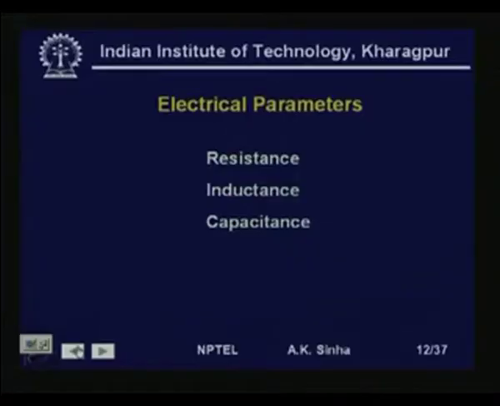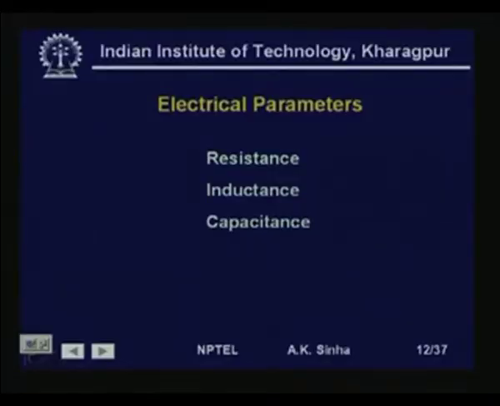Next, we will talk about the electrical parameters. Now, we are using overhead conductors, and these conductors have a certain amount of resistance to the current flowing through them. So, depending on this resistance, there is going to be power loss in these conductors. Therefore, we must find out what is the resistance of the conductor.